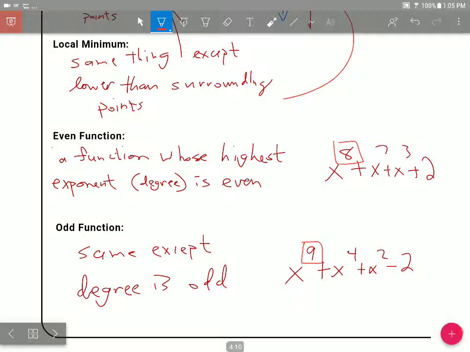Versus an odd function, be like, I walk like an Egyptian. It's pretty odd to look at, especially Mr. Hunter doing that.